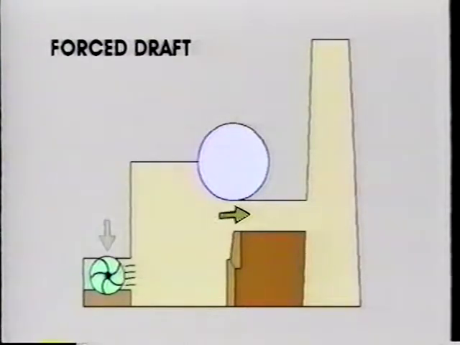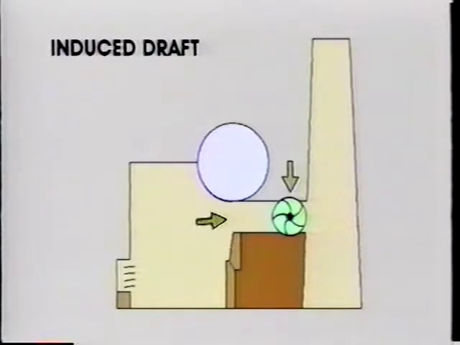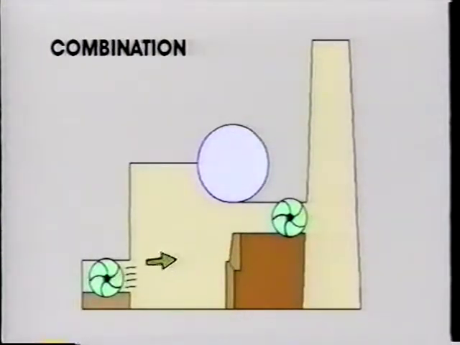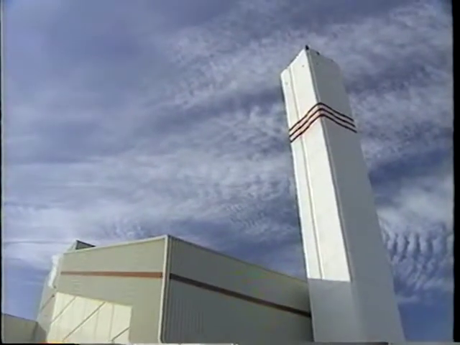Forced draft uses a fan to force air through the furnace. Induced draft uses a fan to draw air through the furnace. Combination or balanced draft uses forced and induced draft fans. From the breeching, gases of combustion enter the chimney and are released to the atmosphere.